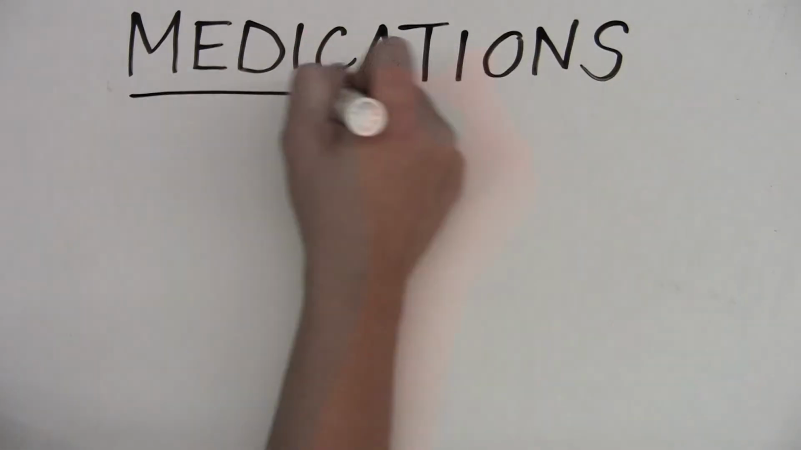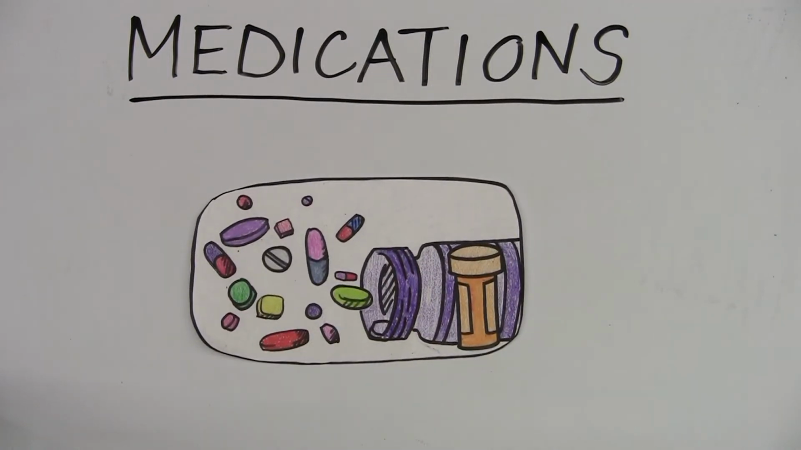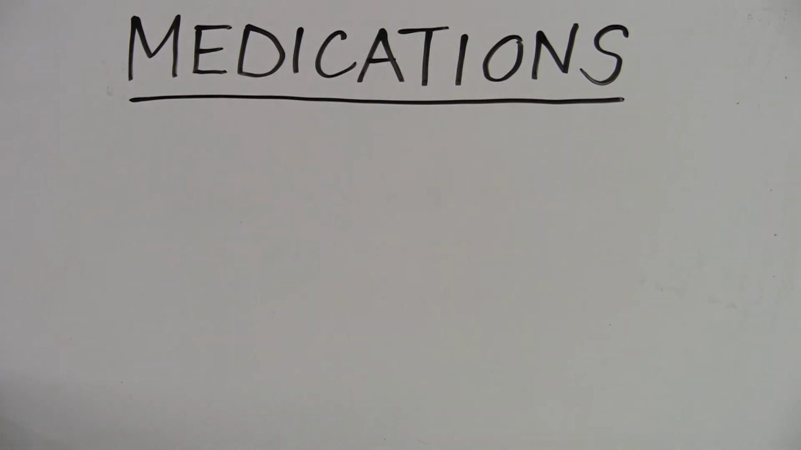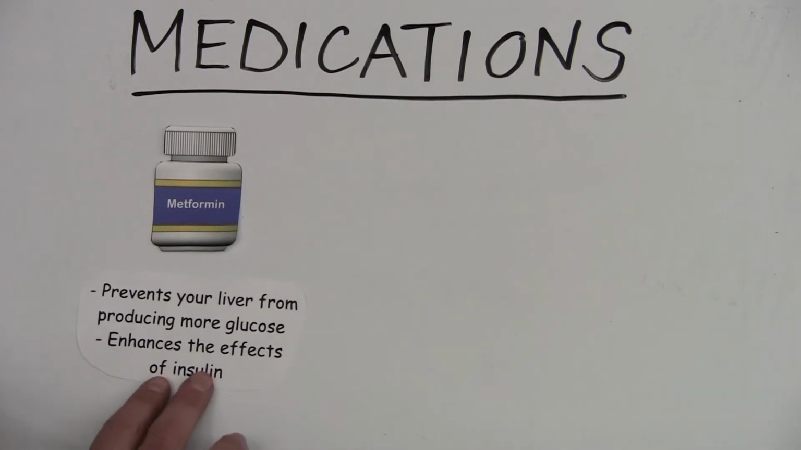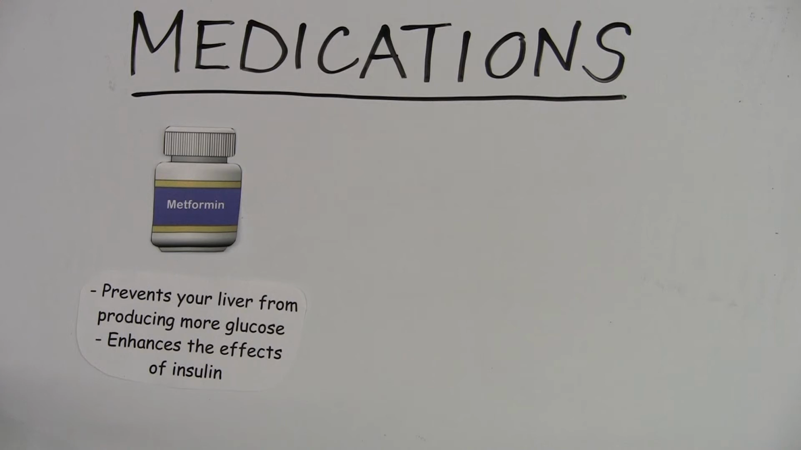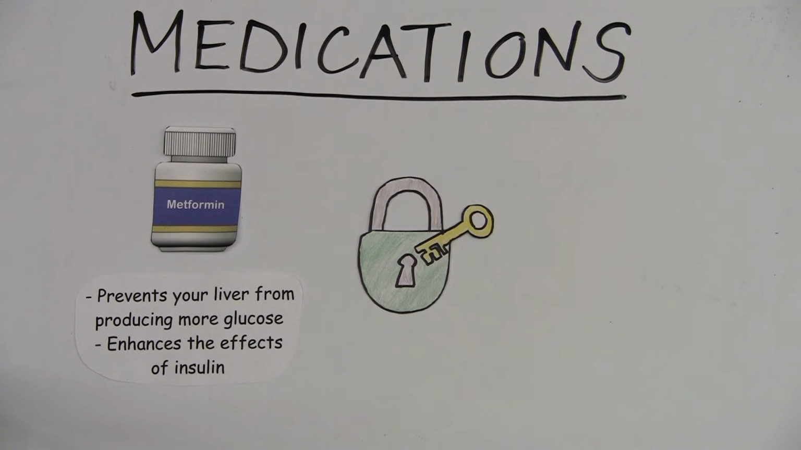Medications. There are a number of medications available to treat type 2 diabetes. The most common one is metformin. Metformin can help to decrease your blood glucose levels by preventing your liver from producing more glucose. It also helps decrease your blood glucose by enhancing the effects of insulin. Remember, insulin is the key that opens the door and lets glucose into your cells and out of your blood.